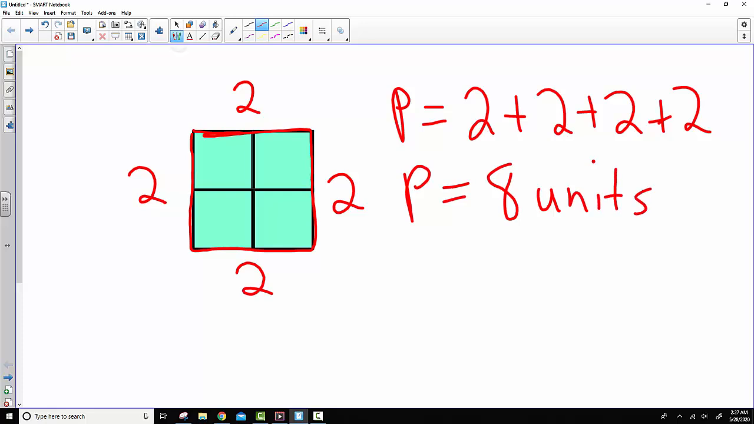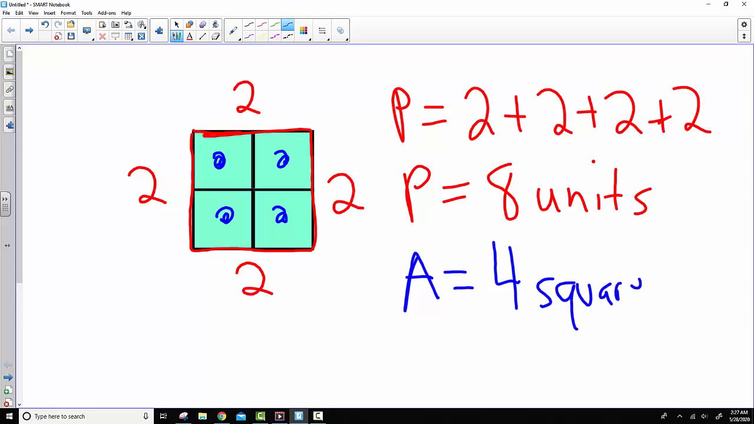The area, as we've discussed all year long, is what's inside the figure. So we look at how many square units are inside the figure, and we see that there's 1, 2, 3, 4. This area is made up of 4 square units. The perimeter and the area most often are not the same number.